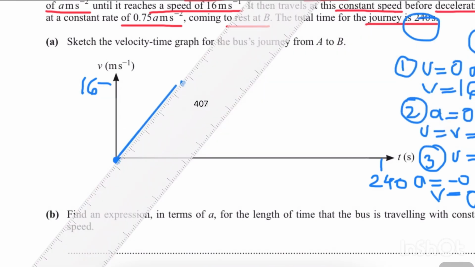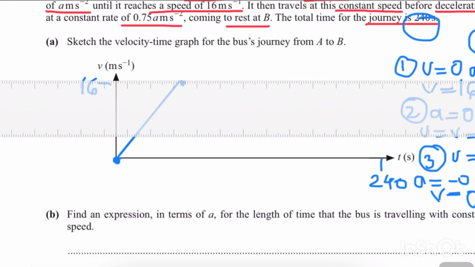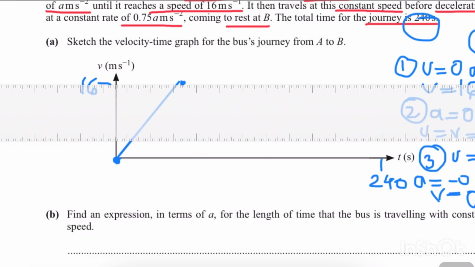Two dots together. It moves at a constant speed, then it moves at a constant speed for a specific amount of time. So we will draw a line. And now, for the last part of the journey, there is negative acceleration. That means the gradient of the line will be negative and it will be downward sloping.